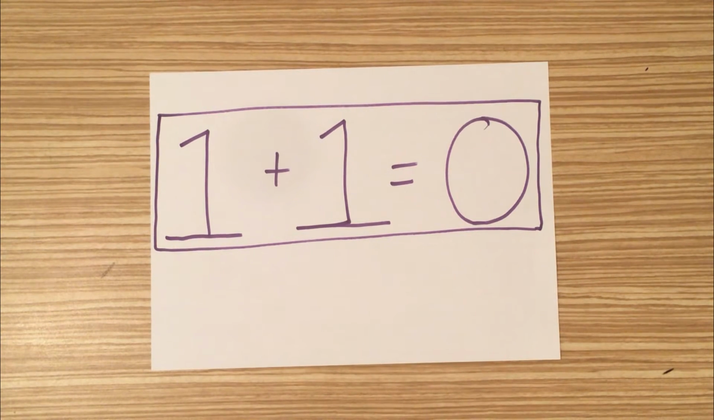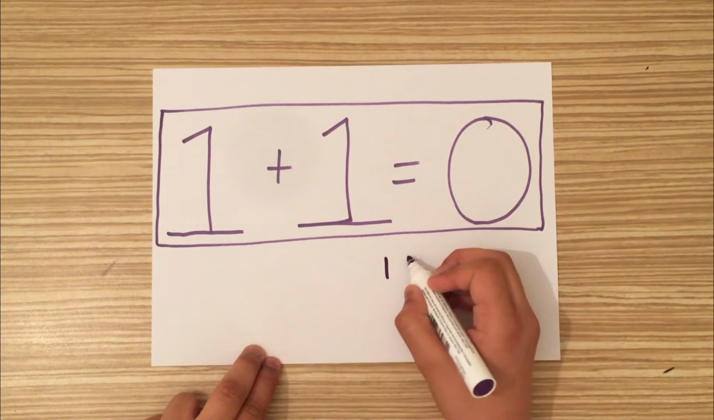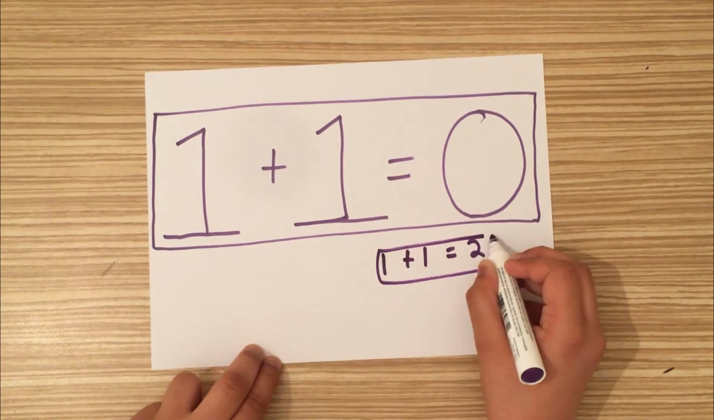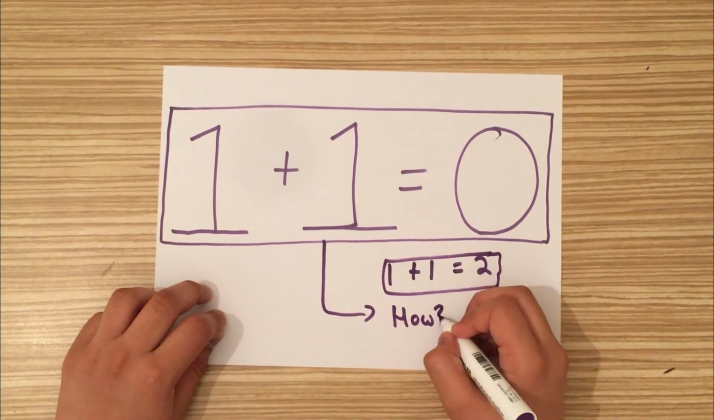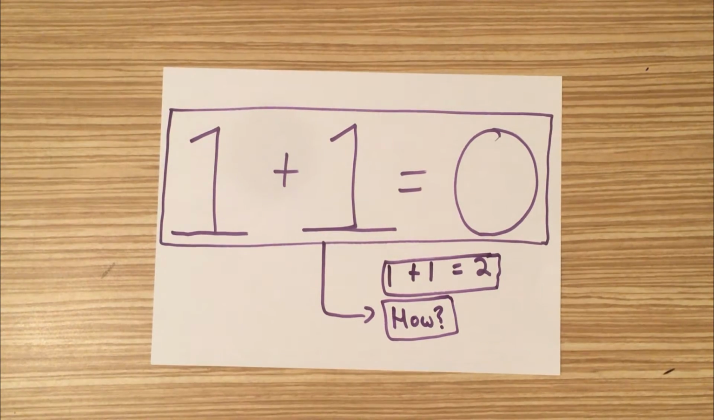In this video, we'll be proving how 1 plus 1 is equal to 0. Well, normally, according to the rules of mathematics, 1 plus 1 is equal to 2. Right? So how is 1 plus 1 equal to 0? Well, that's what we'll be looking into in this video. Okay, so let's start off.